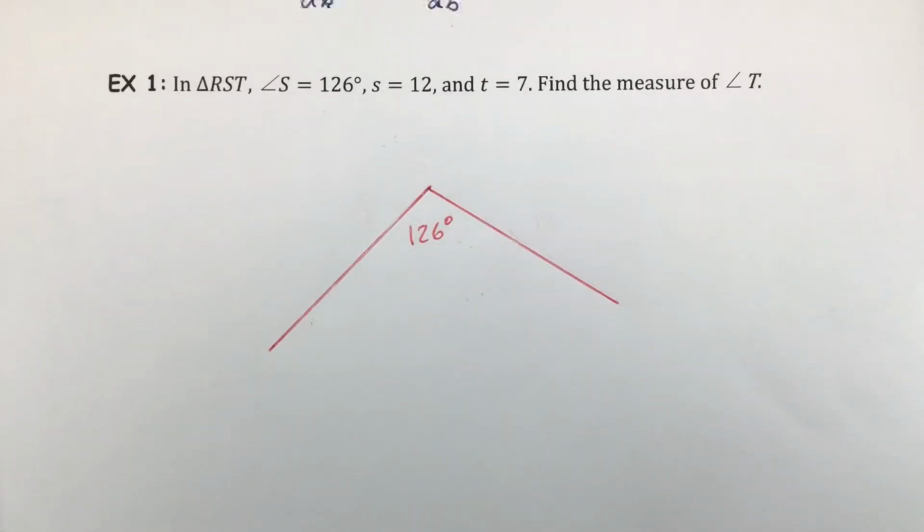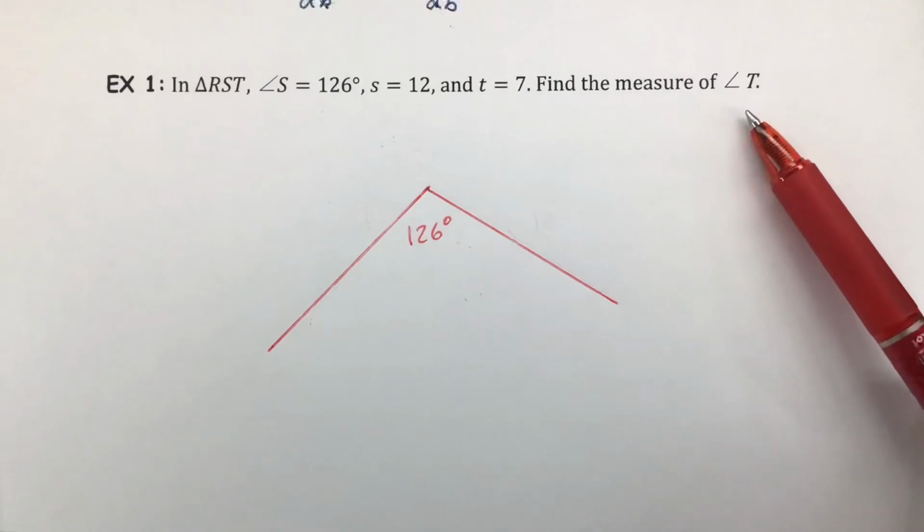When using the law of sines to solve a problem, there's one of two things that you could be looking for. You could either be looking for an angle measurement, or you can be looking for a side length. Okay, in example number one, what we're going to be doing is looking for an angle measurement. We're going to be trying to figure out what angle T is.